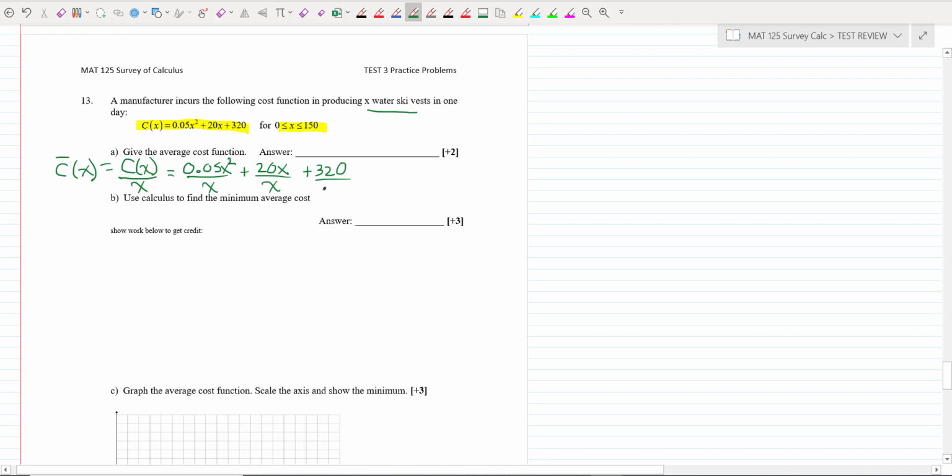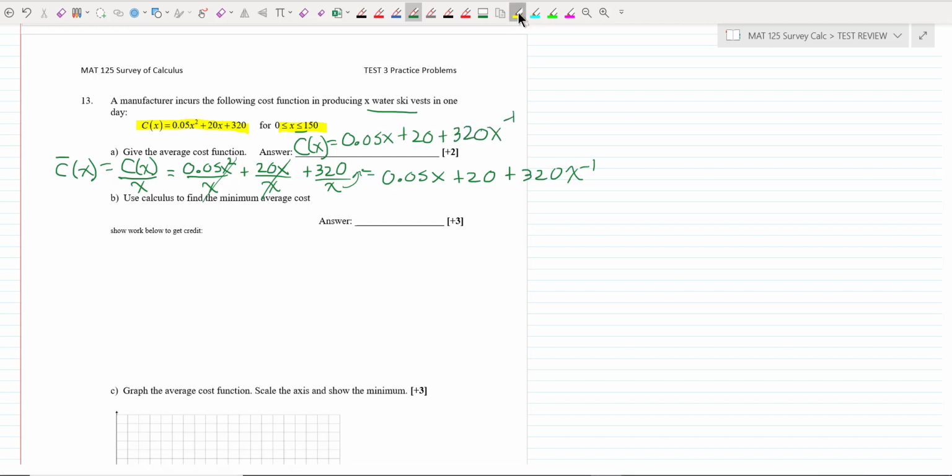We're going to have to do the derivative when we find the minimum average cost anyway, so we've got a little algebraic simplification. That's going to be 0.05x. Here the x's drop out, giving you plus 20. And this last term, since we're going to do the derivative, I would slide that to the top and make that x to the negative 1. So a good way to write your average cost function is C bar of x equals 0.05x plus 20 plus 320x to the negative 1. There is your average cost function.